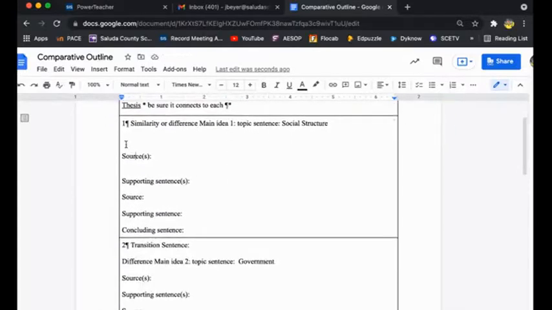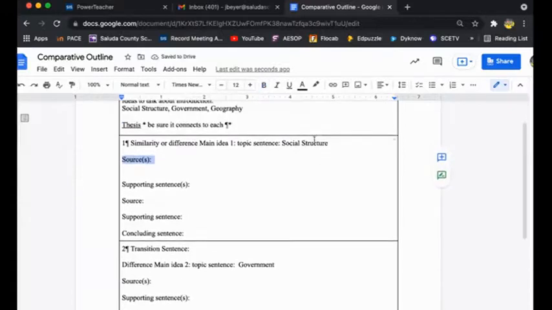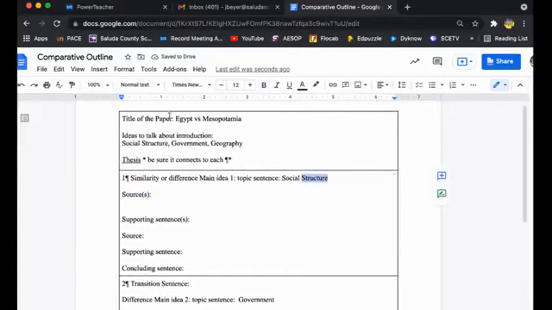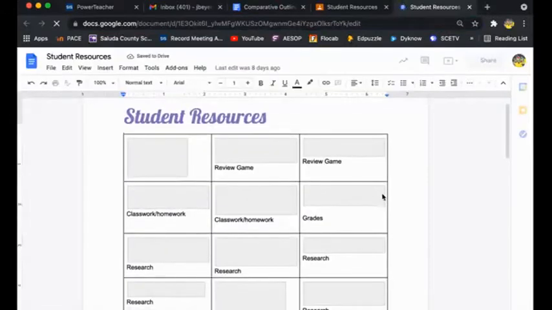So I want y'all to first look up sources relating to the main idea. But remember, we're looking at Egypt and Mesopotamia. Okay, so we're going to look for sources separately for Egypt and Mesopotamia. So let's go to Google.